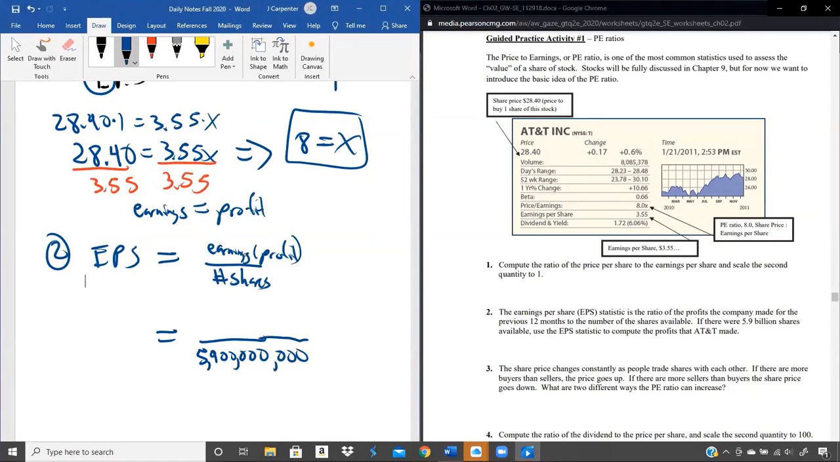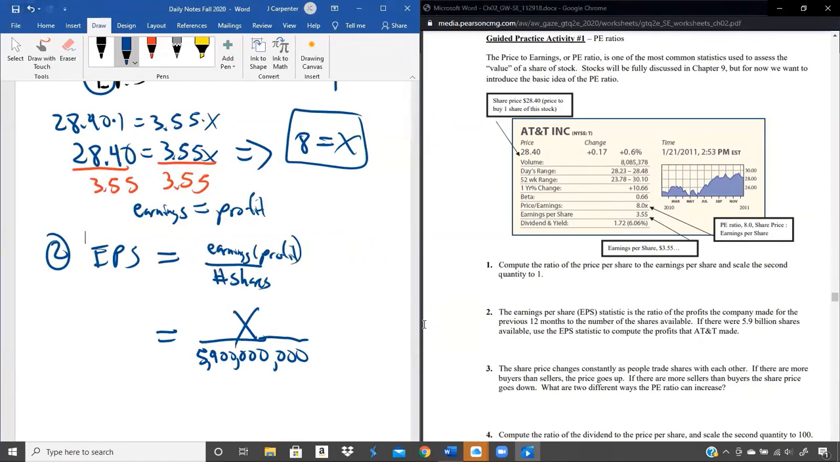Know your millions and billions, that'll really mess you up here. That was the number of shares. It was told to us inside of the problem. The question they have is, compute the profits, compute the earnings. That's this. They have asked us to find this thing because it's unknown. It's not just staring us in the face. That's what we can call our X.